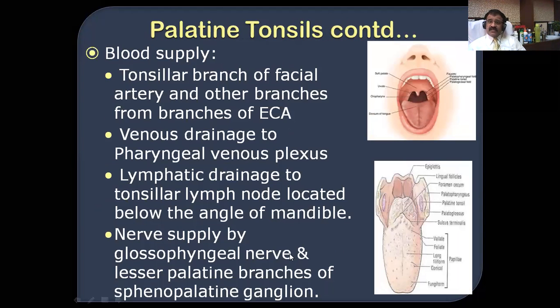Okay. Palatine tonsils are supplied by the tonsillar branch of the facial artery. This is the blood supply, and other branches are from the external carotid artery. Venous drainage is to the pharyngeal venous plexus, and lymphatic drainage is to the tonsillar lymph node located just below the angle of the mandible here. So tonsil आतमध्ये सुद्धा ना तर इकडे कळ येते because of the inflammation of the lymph node, because it drains the palatine tonsils.